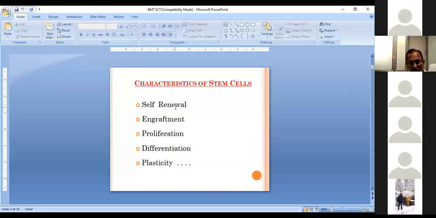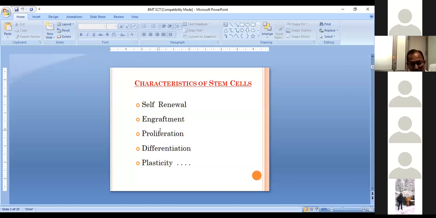So self-renewal means that the stem cell has the potential to give rise to more cells, and at the same time they renew their potential also. So they remain as stem cells also, and they give rise to more different hematopoietic cells.